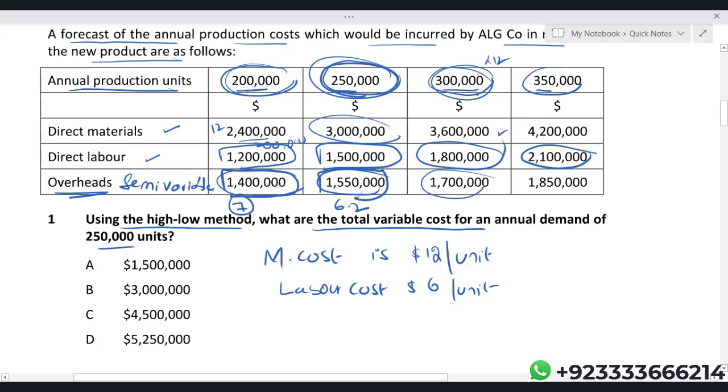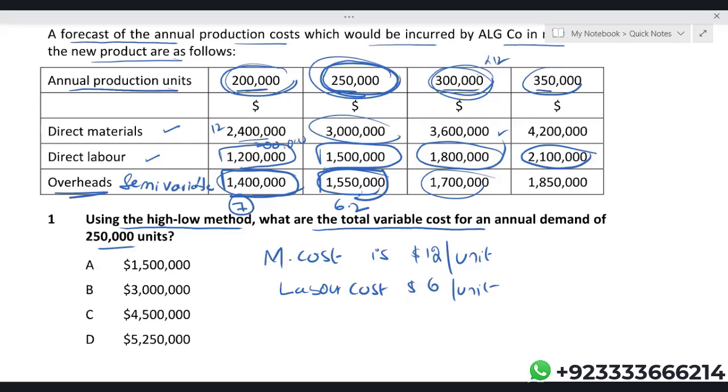So it is quite obvious it is not the fixed overhead because they're changing. And they are not variable as well, because when I divided 1.4 million by 2 lakh, I got 7. When I divided 1.55 million by 2 lakh 50, I got 6.2. The variable cost means it remains the same on a per unit basis, but I'm getting different answers. So one, it is not the fixed overhead. Second, it is not the variable overhead either. It's a semi-variable overhead.